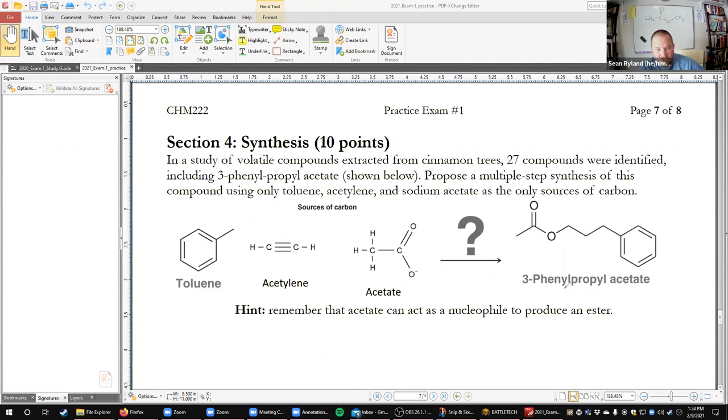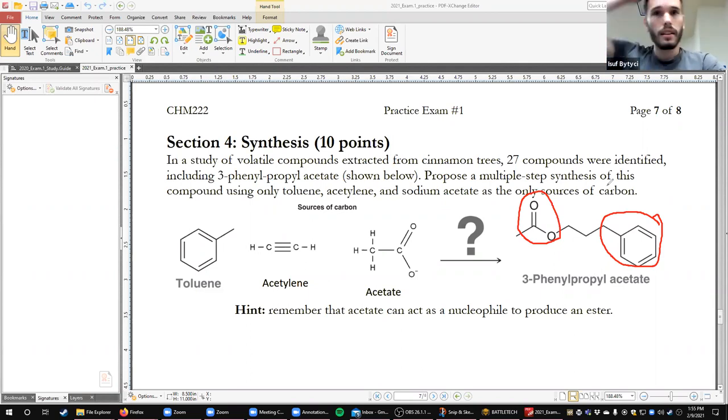When you just look at 3-phenylpropyl acetate, it's not exactly obvious how this is happening. But when you can say, okay, that's acetate right there, that's toluene right there, and then there's two carbons in between the two, it kind of starts breaking it up in your head. So when you can recognize the pieces, figuring out the pathway to put them together becomes a lot easier sometimes.